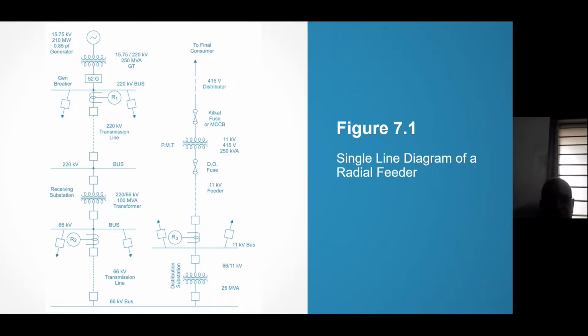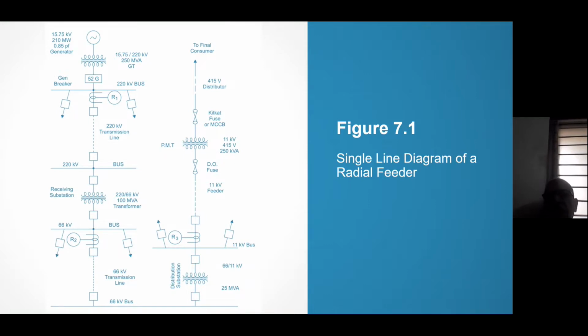So what happens is this: if the fault occurs in the 415-volt distributor, then the MCCB will operate and it will isolate the faulty section. So the remaining section will work. I mean, other pole mounted transformers are fed by power. Only some small area, say 1 or 2 or 5 or 10 societies, will not get power. But the whole city, or the whole taluka, or the whole district will not lose power.